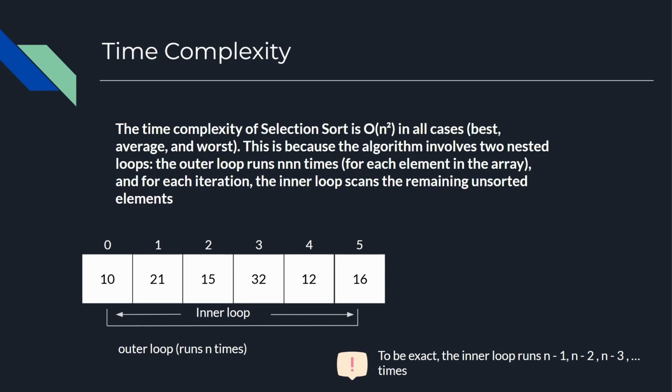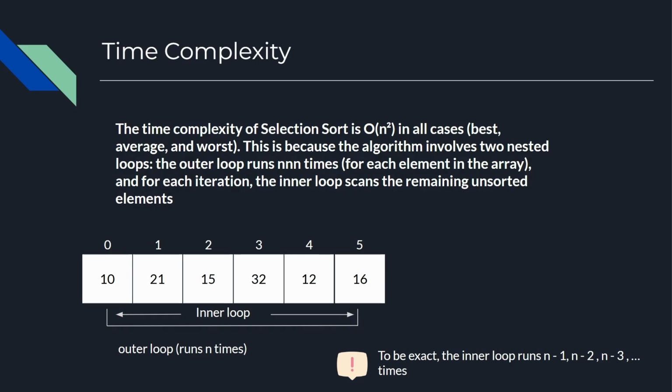This is because every element in the array is being compared with all the remaining elements, which takes time proportional to the square of the array size. Here is a picture depicting the outer loop, which runs n times throughout the array, and the inner loop, which can run in a certain sequence.